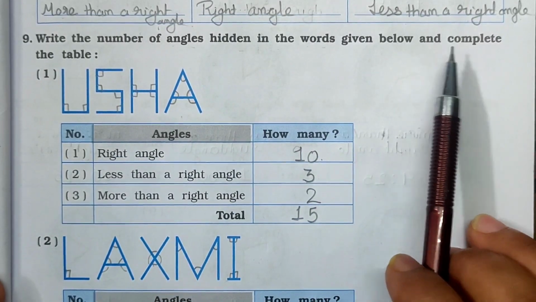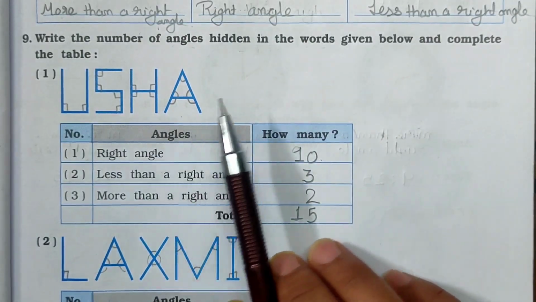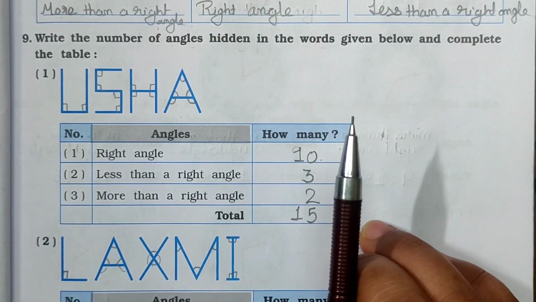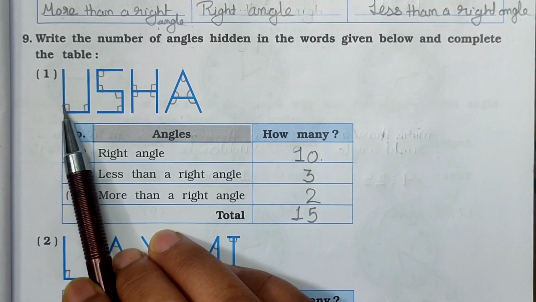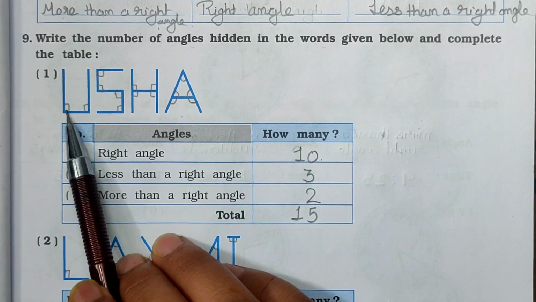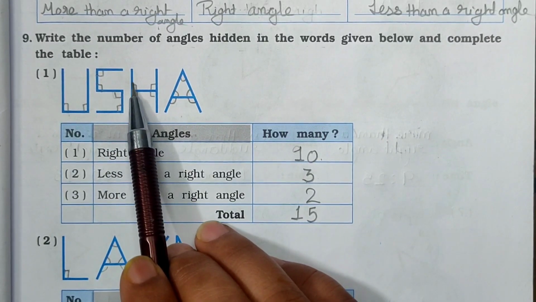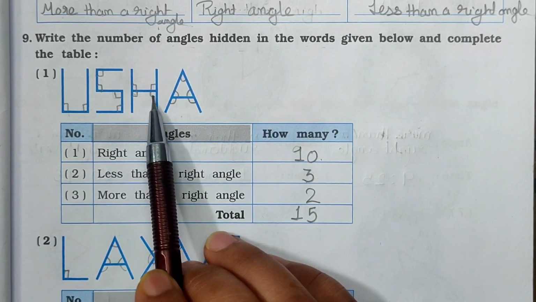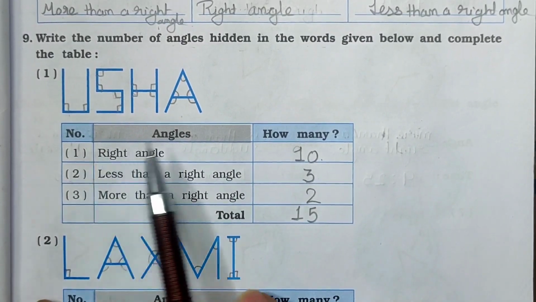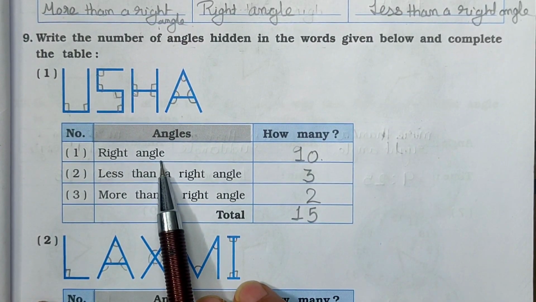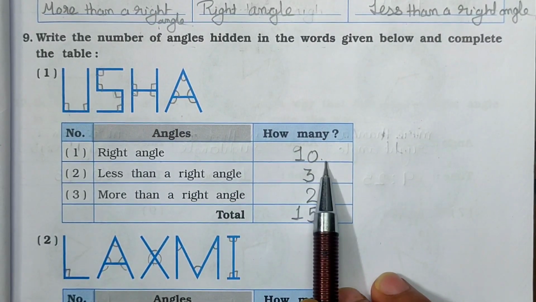And complete the table. The angles hidden in the words, you have to find out and complete the table. Now see this one. Note down the number: 1, another 2, 3, 4, 5, 6, 7, 8, 9 and 10. Other right angles are not there. So numbers, angles, and how many? How many right angles? We have counted 10. So write down here 10.